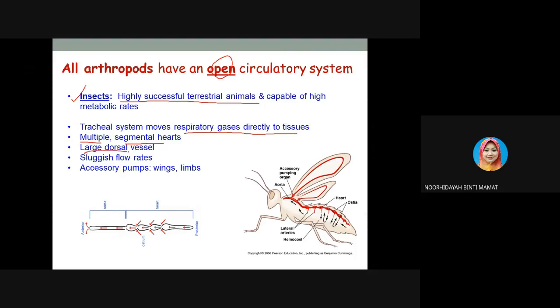They also have the large dorsal vessel, and they also have sluggish flow rates, which means very slow movements of the fluid. They also comprise accessory pumps, such as the wing and also the limb. So here are examples of accessory pumping organs in the insect.